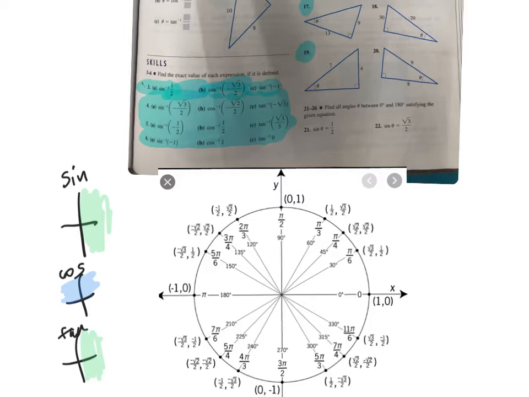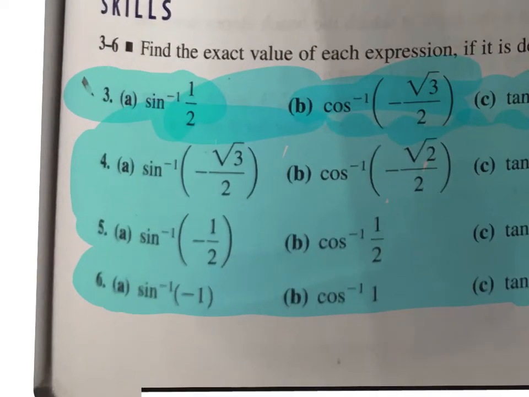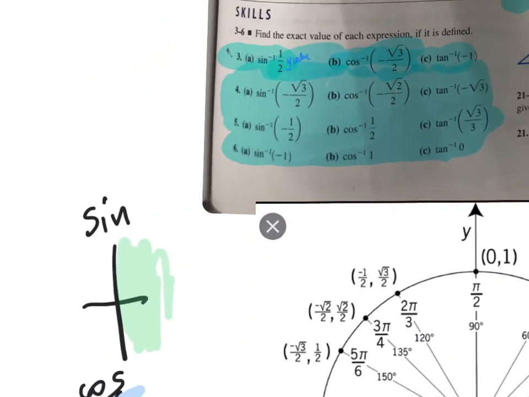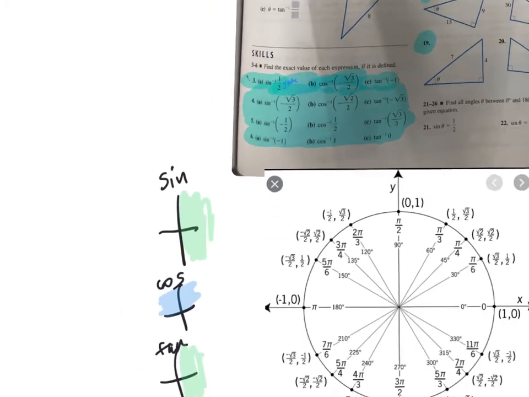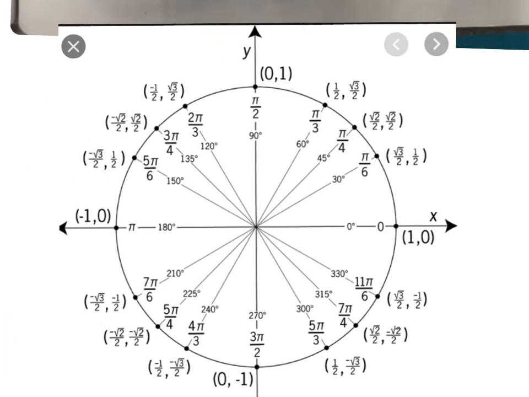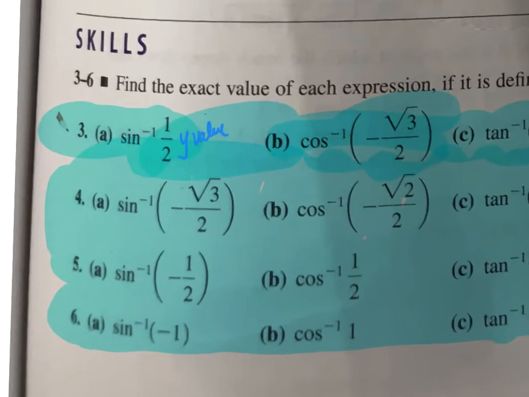So like in number 3, the question says, what is the exact value of sine? It would be 1/2. Well, sine, remember, is our y value. So where is the y value? 1/2 for sine. So that means I have to look in either the first quadrant or the fourth quadrant. So I look over here. Where is my y value positive 1/2? It's going to be right here at pi over 6. So my answer would be pi over 6.